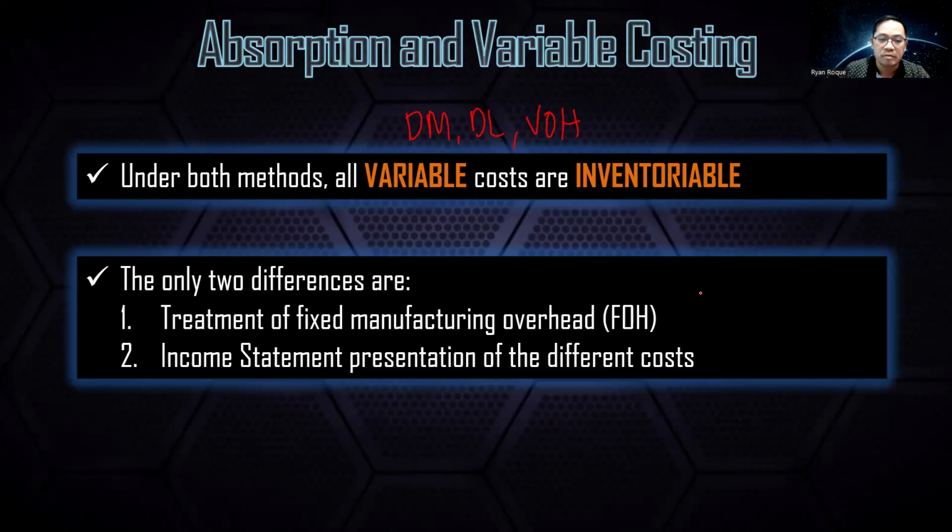First, the treatment of your fixed manufacturing overhead. Because remember, in absorption costing method, we treat fixed manufacturing overhead as part of your product cost. But with variable costing method, it was mentioned that whether you produce or not, you still have to incur and pay for your fixed overhead. So therefore, it should be expensed immediately or considered as one of your operating costs.